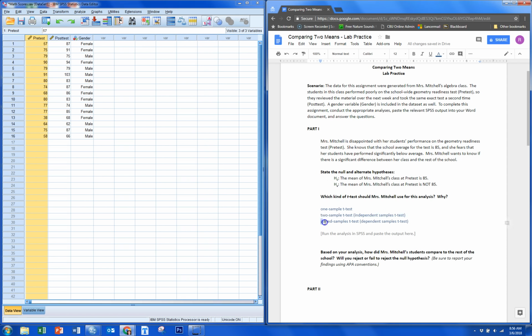Finally, we have a paired samples t-test. This is where you have two means that you are comparing. You have two samples, but they are paired up. They are dependent on each other. They're not independent. The best example of this is a pre-test, post-test situation where your participants serve as their own control group. So you have perhaps a weight loss program, and you weigh everyone at pre-test.